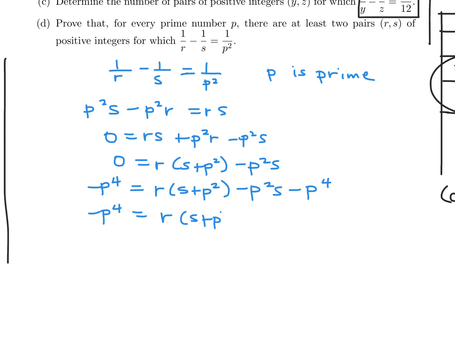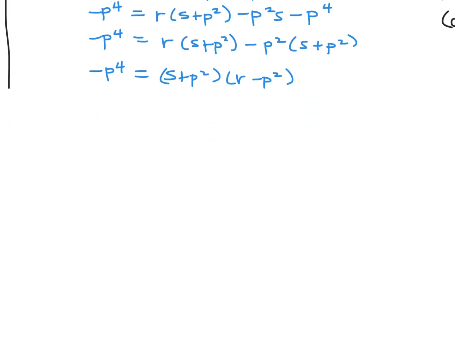S plus p squared, factor out a p squared, I think, and s plus p squared, and there we go. We have a very nice s plus p squared and r minus p squared. So that pretty much completes the factoring. And then now, same thing as before.